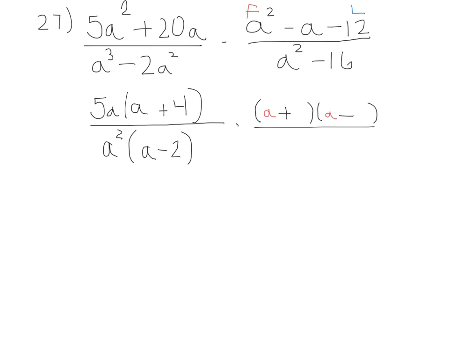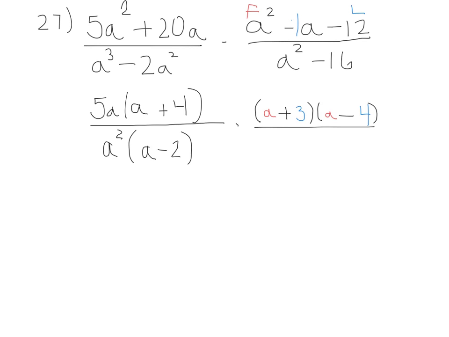So now I need factors of negative 12 that add up to negative 1. Well, that would be 4 and 3 if the 4 is negative. Because 4 times negative 4 times positive 3 is negative 12, and negative 4 plus positive 3 is negative 1.